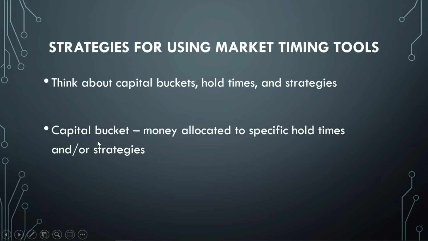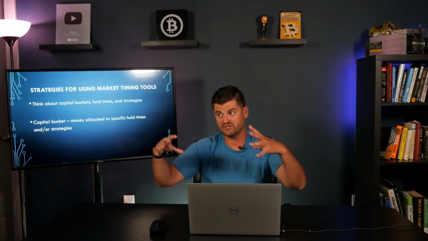So what does that mean? Well, your capital buckets are basically money that is allocated to specific hold times and/or different strategies. So you basically look at your net worth and then you say, of my net worth, what percentage of that do I want to use as risk capital that I'm going to invest or put in the markets, either as an investment or a speculation or a hedge, right? And then you say, of that capital that I'm going to use for investing, what are the different time frames and the different strategies that I want to use, and how do I want to break that money up?